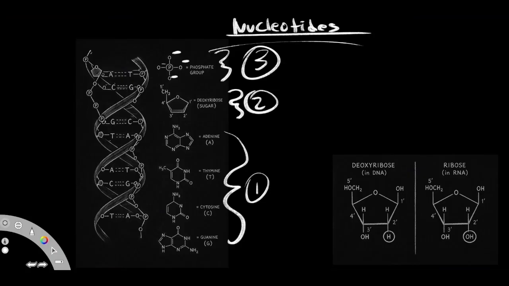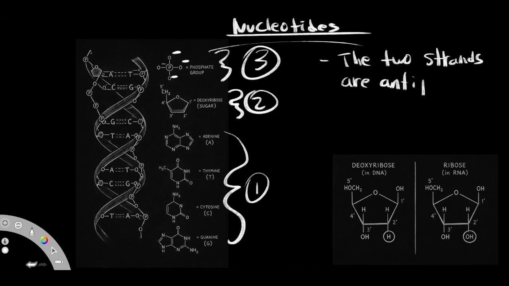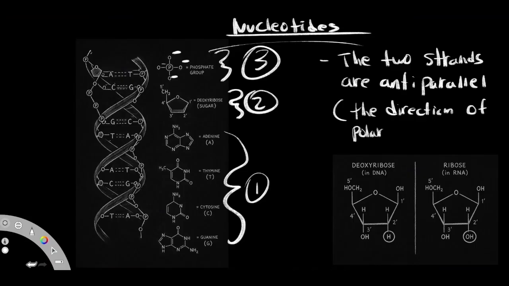Now these two strands are actually anti-parallel. All right, so the two strands are anti-parallel. What does this mean? So the direction of polarity runs from a 5' end to the 3' end.